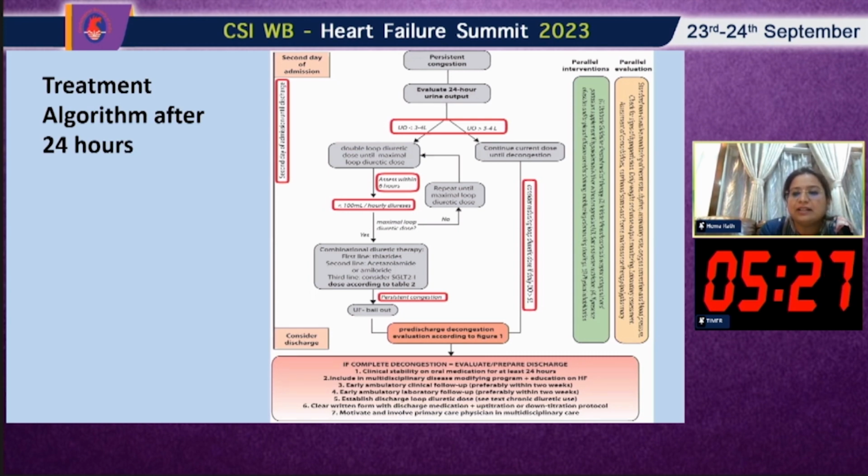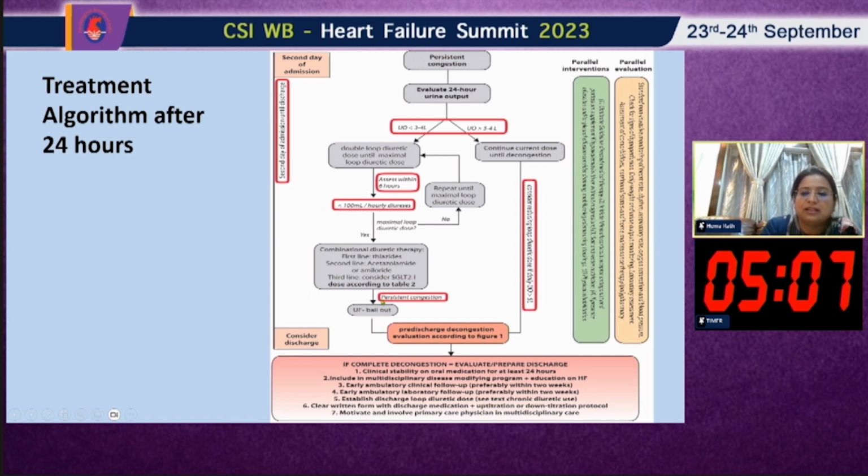Continue the current dosage until decongestion in the other group, if it is achieved. Then assess again within 6 hours; if urine output is less than 100 ml per hour, consider the second add-on drugs like thiazides and acetazolamide, and the third-line drugs, the SGLT2 inhibitors, can be considered here.